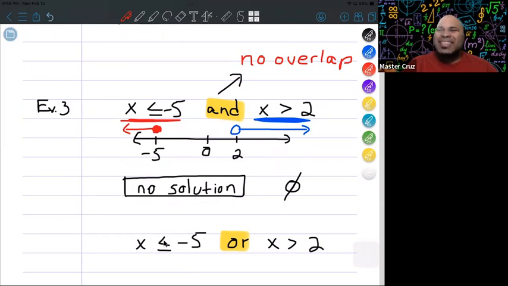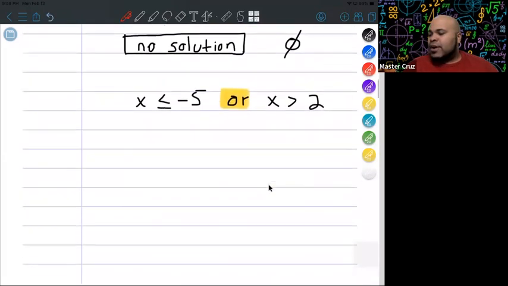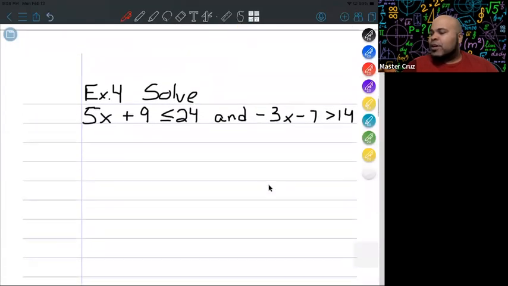So notice that for the same problem, if I change the word and to the word or, it will completely change my answer. All these numbers that are covered, -6, -7, -100 all the way there, or 3, 5, 10, 100 all the way here. Those are all solutions if I put the word or. If I put the word and, there's no overlapping, so there's no answer. All right, that's perfect. That's example 3.